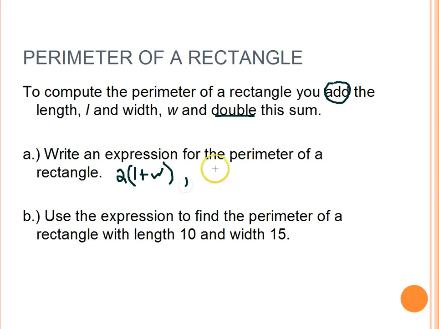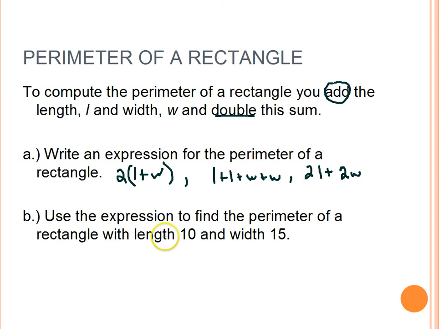Next, I could write it as L plus L plus W plus W, which means the same thing because I'm doubling the sums, so I've made 2 of each. Or I could have written it 2L plus 2W. Any one of those would work fine.